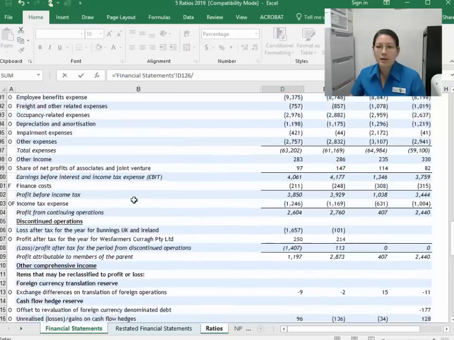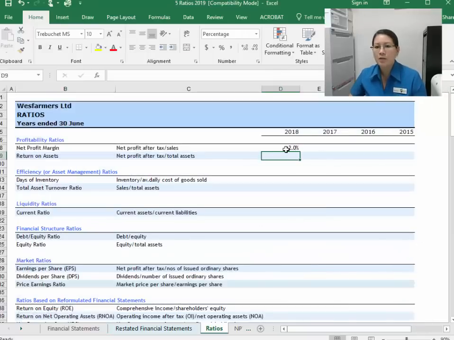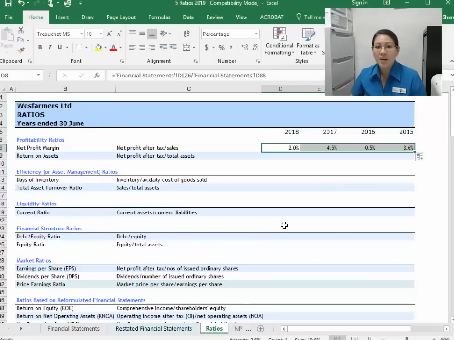Okay, divided by sales. Now, some of your companies will list out sales. Some of them won't. They'll list revenue like I have. So again, it's not going to make too much difference for me because finance income is such a small amount. So I'm just going to link to my total revenue here. And that's okay to do. If your company actually has listed a sales figure on its own, then link to that one. That's basically all you have to do. Drag it across and it's done.